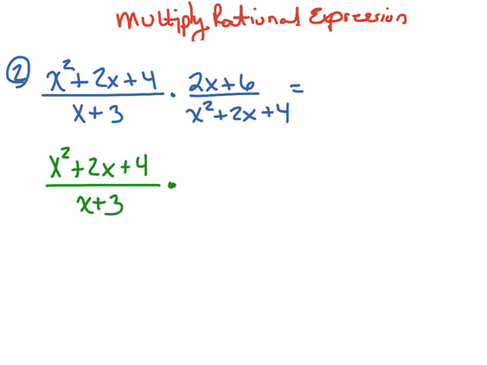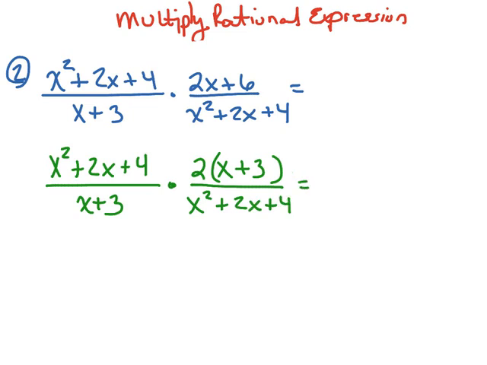Then I'm going over to the second rational expression, 2x plus 6 over x squared plus 2x plus 4. 2x plus 6 does have a greatest common factor, and it's a 2. So 2 times something will give me 2x plus 6. When I multiply 2 times x, I get the 2x. And when I multiply 2 times 3, I get a 6. Therefore, the factors are 2 times x plus 3. Now I'm going to go down to the denominator, x squared plus 2x plus 4. Notice I've already tried to factor that earlier. I found out I couldn't, so I'm going to leave it as x squared plus 2x plus 4.